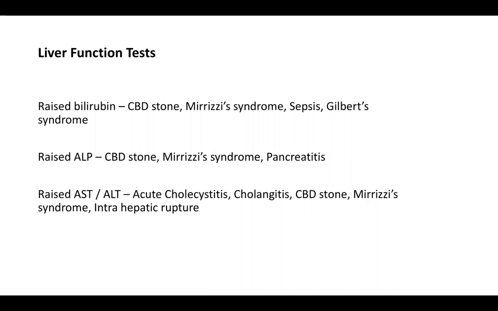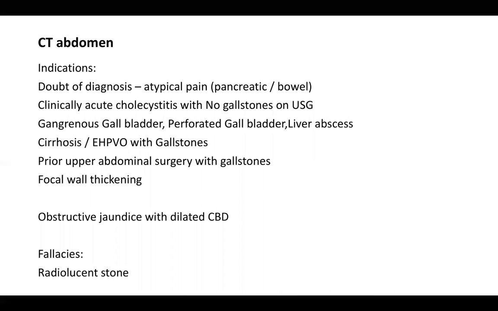Raised SGOT, SGPT, or AST-ALT. AST and ALT are parenchymal enzymes. So this can happen when somebody has acute cholecystitis or cholangitis, which leads to an increased pressure in the intrahepatic biliary ductules, leading to secretion of AST-ALT because of hepatocyte necrosis. A CBD stone, longstanding Mirizzi syndrome, or even an acute cholecystitis with a pericholecystic abscess which has ruptured into the liver. Now, a CT abdomen.